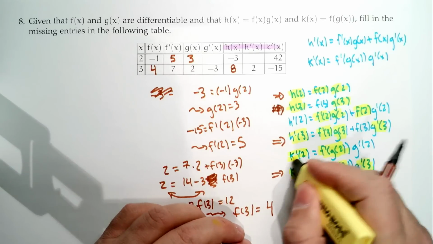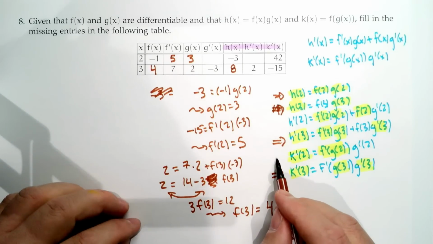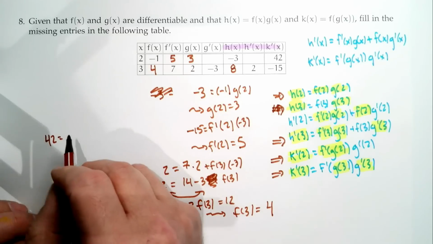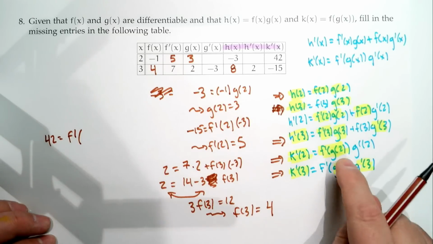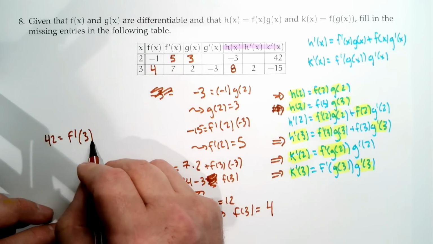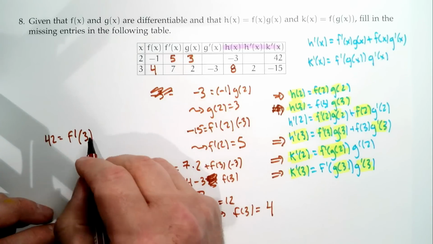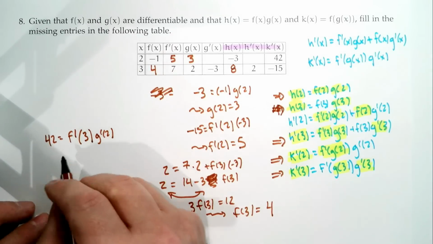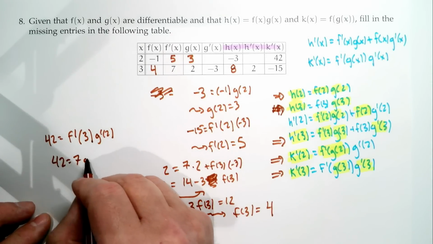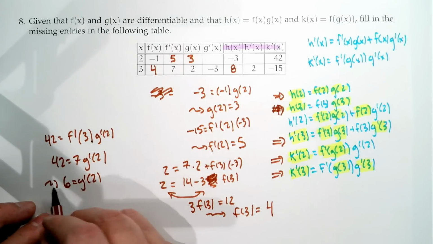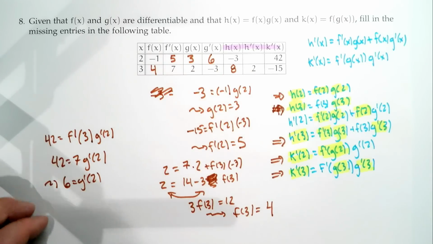So if we mark this, what do we get? Well, k prime of 2, that's a huge number, that's 42. That's equal to f prime of g of 2. Well, g of 2 is 3. Okay, times g prime of 2. What's f prime of 3? Well, f prime of 3 is 7. So 42 equals 7 times g prime of 2. So 6 equals g prime of 2. So that's 6. And now we're like, perfect.